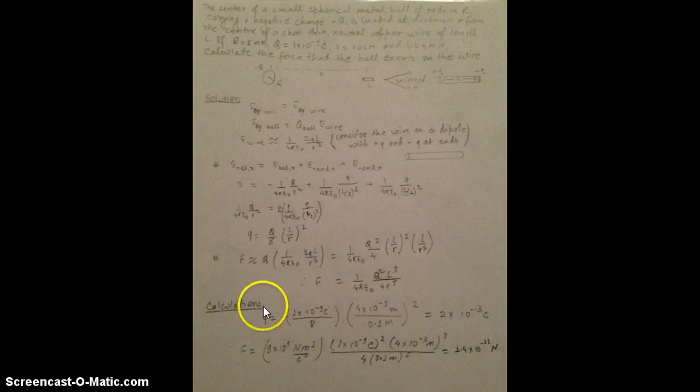The rest is pretty much plugging in all the values. We need to calculate the q first. We use this formula, Q over 8 times (L over r) whole squared. We calculate the charge on the wire, and then we calculate the force by plugging this charge into here, and we get our answer. The force that the ball exerts on the wire is 1.4 times 10 to the power minus 11 Newton.